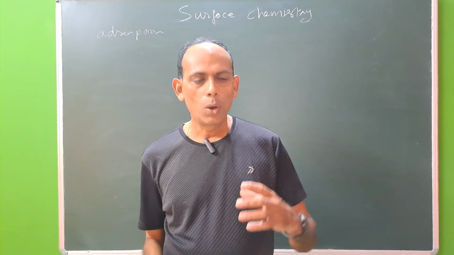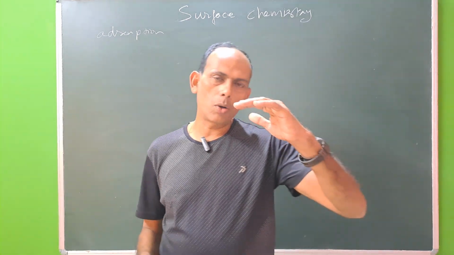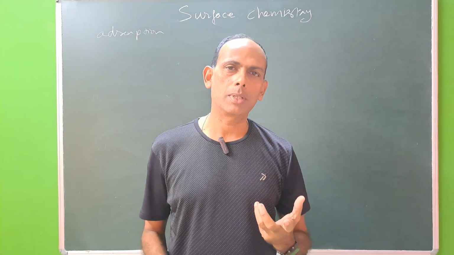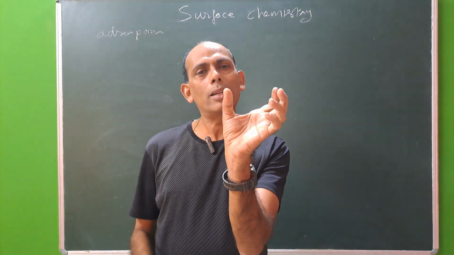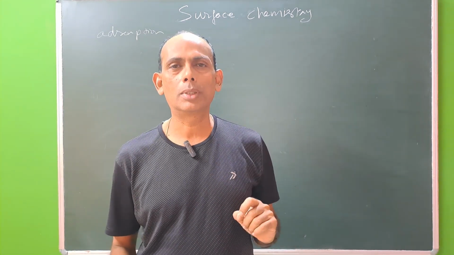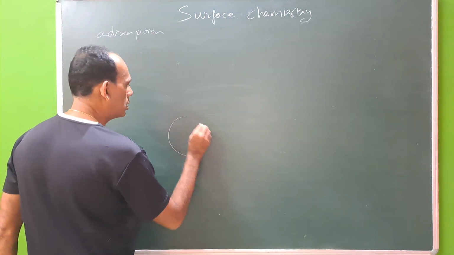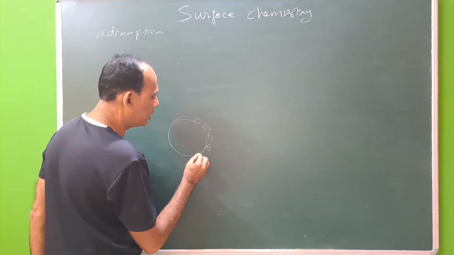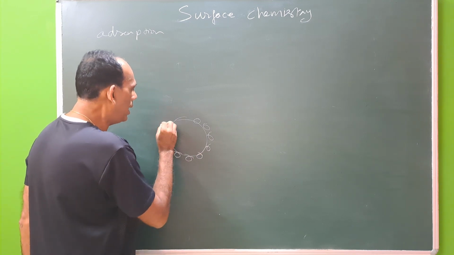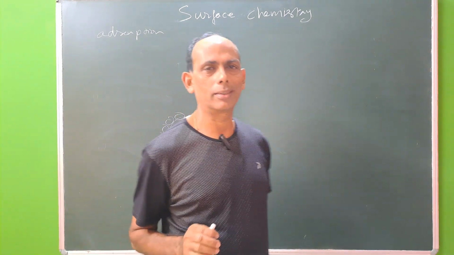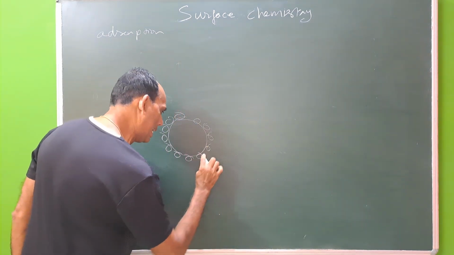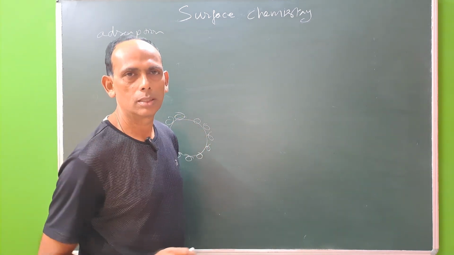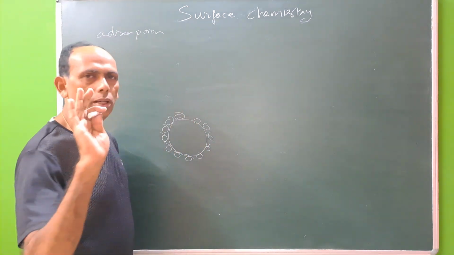What is adsorption? It is a phenomenon in which the concentration of one substance is more on the surface of another substance as compared to its concentration in the bulk. Say, for example, you have taken one substance, and there is another substance whose concentration on the surface of this substance is much higher as compared to its concentration elsewhere. That's called adsorption. I'll give you an example, you'll come to know.